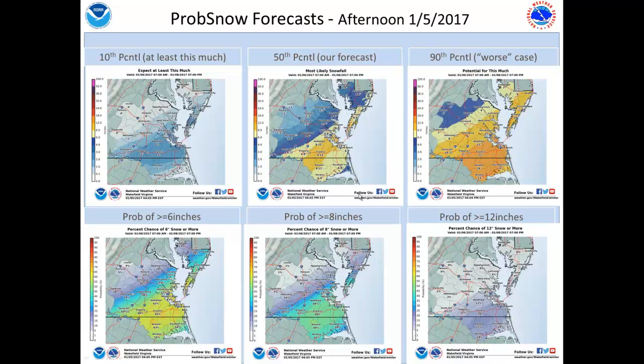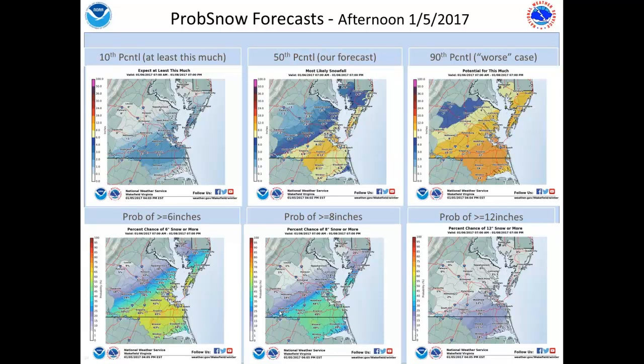So what do the probabilities look like? Probability of 6 inches of snow or greater is over a big area, almost greater than 50 to 60% across all of southeast Virginia and northeast North Carolina. That's telling you that a very large distribution of the weather models, including our forecast, are predicting a very heavy snow event of 6 inches or more.